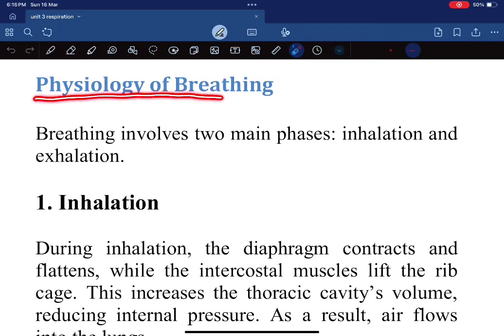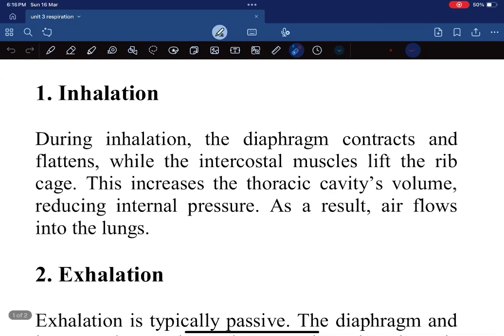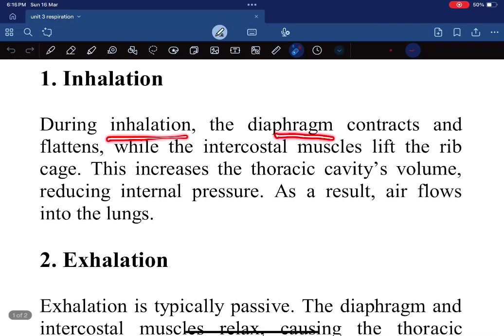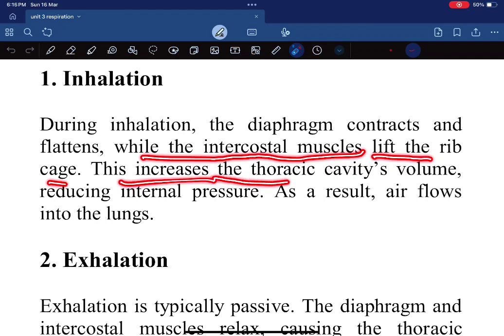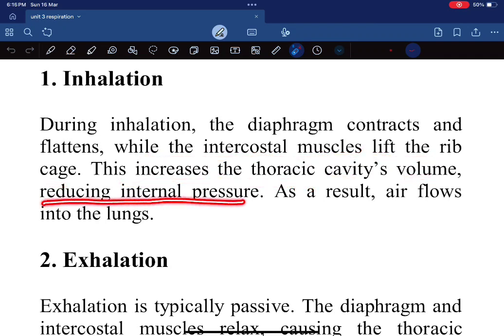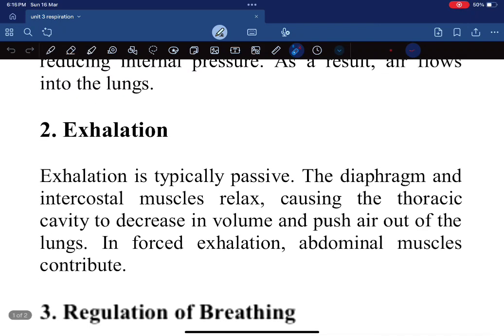Physiology of breathing. Breathing involves two main phases, inhalation and exhalation. First, inhalation. During inhalation, the diaphragm contracts and flattens, while the intercostal muscles lift the rib cage. This increases the thoracic cavity's volume, reducing internal pressure. As a result, air flows into the lungs.